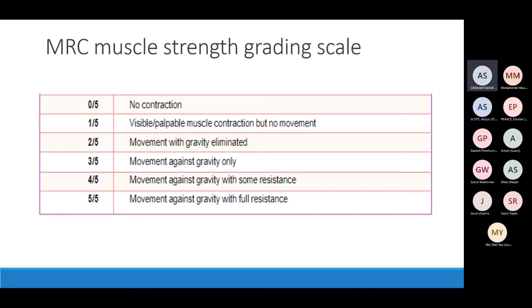We're coming on to this a bit later. This is really useful, especially when you're assessing someone who might have had a stroke, to compare both sides to see if there's any asymmetry in the amount of power.